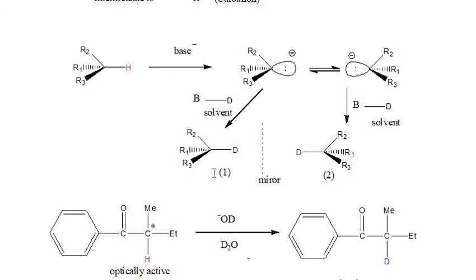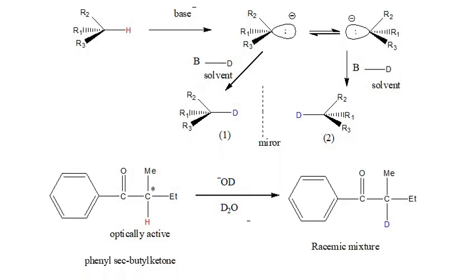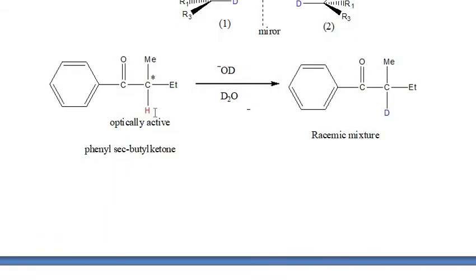Here we can see another example of the SE1 reaction mechanism, in which phenyl secondary butyl ketone is treated with base OD minus, where D is deuterium, and then it is treated with D2O. D2O serves as an acid and transfers its deuterium to the carbanion, and again a racemic mixture forms.